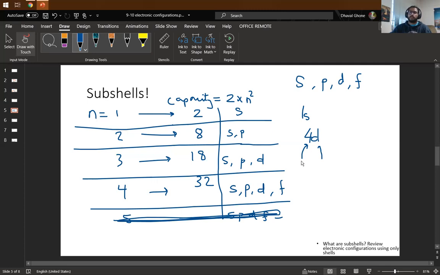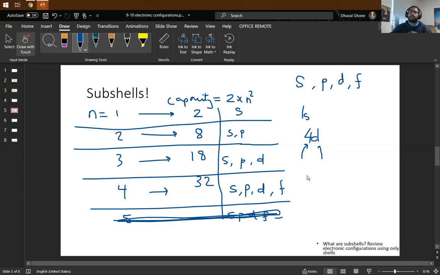So I live in the 4D subshell, and electrons have addresses like that. Every electron can be appointed to one subshell and it will have its own address. Okay, cool. I want to take an example real quickly.